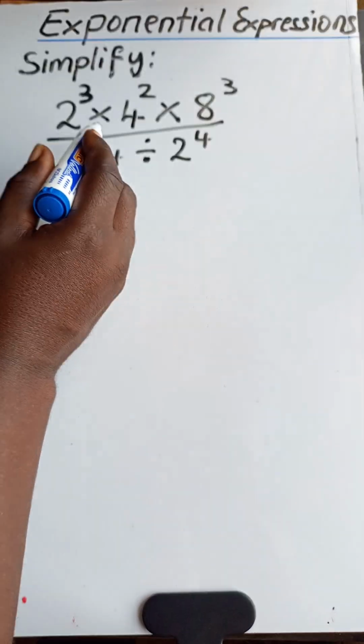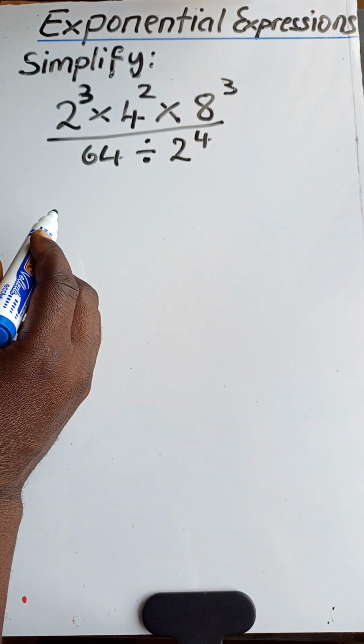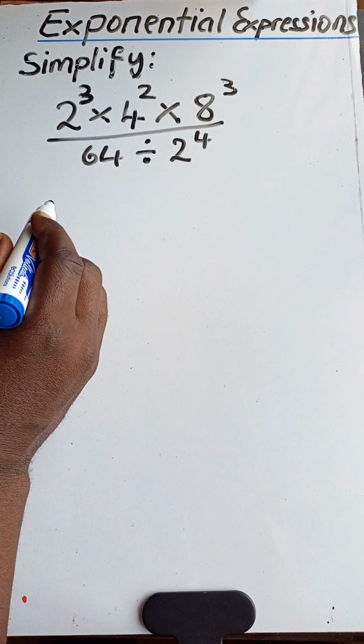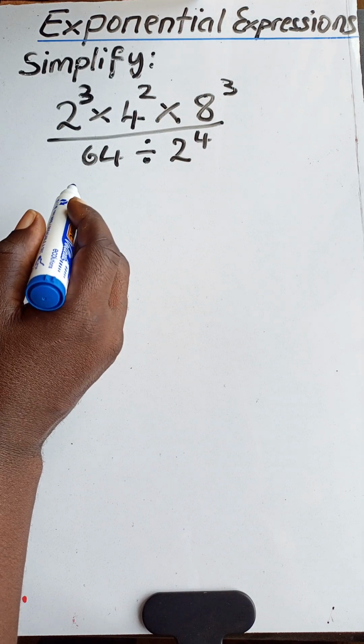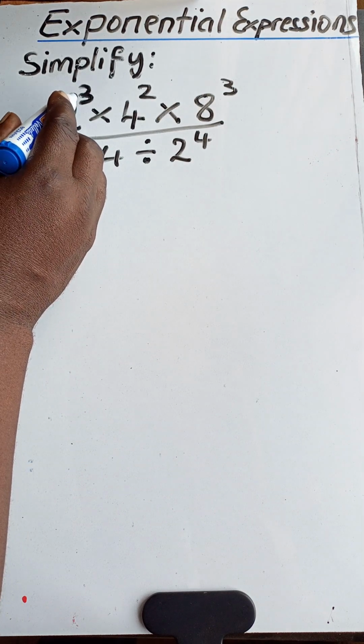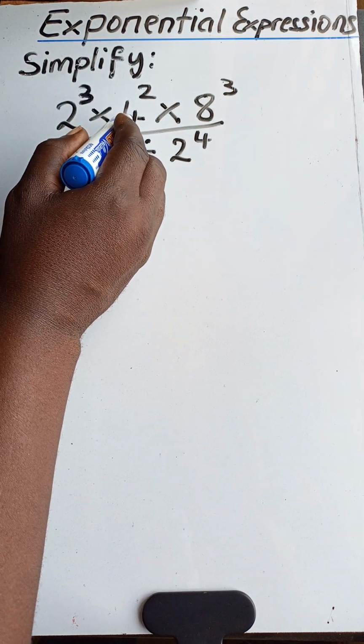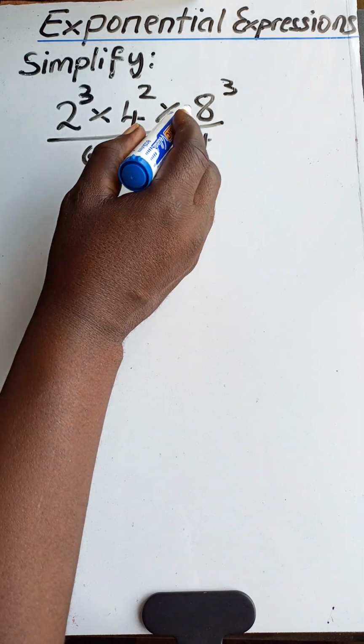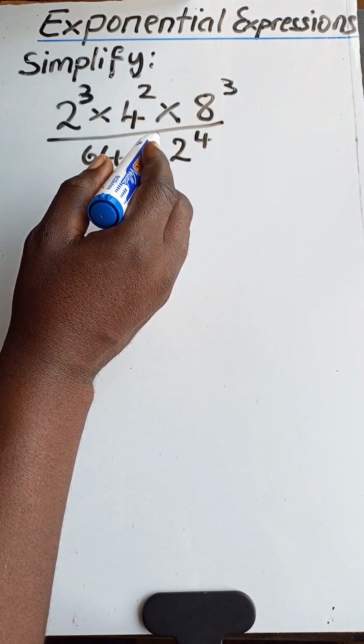Then the next thing we also notice is that each of the members at the numerator and the denominator can be expressed in an index form with the base 2. This one is already 2 to the power 3. We know that 4 is 2 to the power 2. 8 is 2 to the power 3.